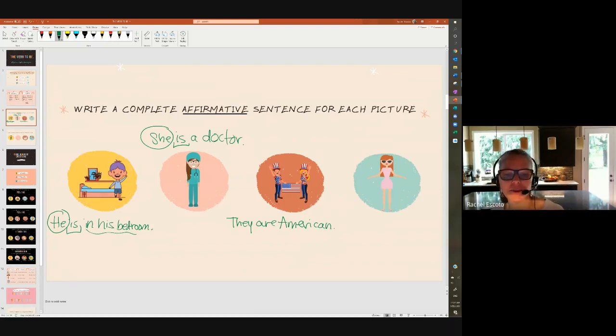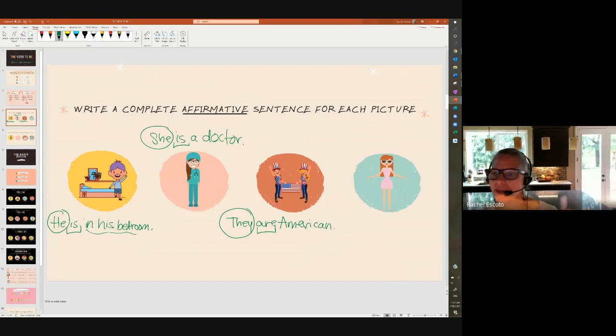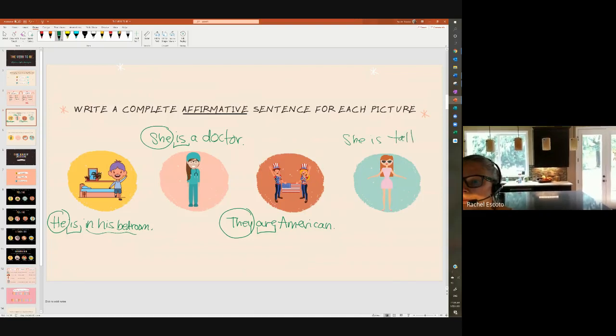So I use the affirmative. I have a subject and the verb to be. I use the affirmative to talk about their nationality. And then my last one, I could say, she is tall. And I have a subject and a verb, and I use the to be affirmative to talk about her, an adjective about her. She is tall, right?